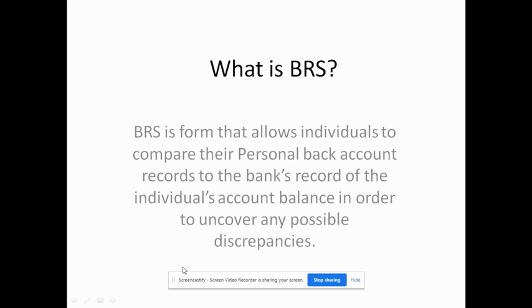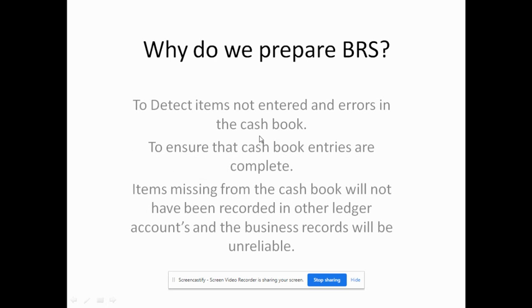So next question. Why do we prepare BRS? To detect items not entered and errors in the cash book. First point. Second point is to ensure that cash book entries are complete. And third point, items missing from the cash book will not have been recorded in other ledger accounts and business records will be unreliable. So why do we prepare BRS friends?